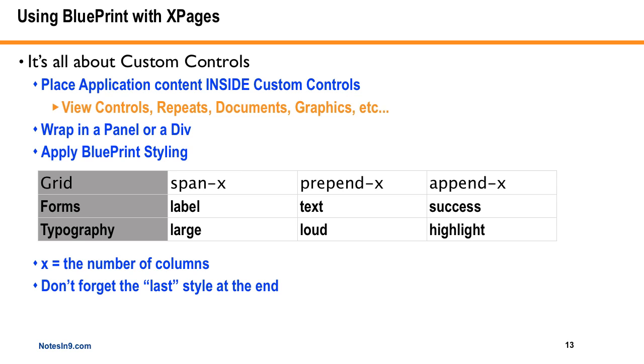So if I want to say span 16, that's going to mean it's going to be 16 columns wide. Prepend 4 means move it 4 over from left to right, etc. So that's kind of how you can move your content around on the page. There's also styling available for forms and typography, etc. And then there's a special style called last. So if you have span 24 last, that means the next content area that it sees, move that underneath it.